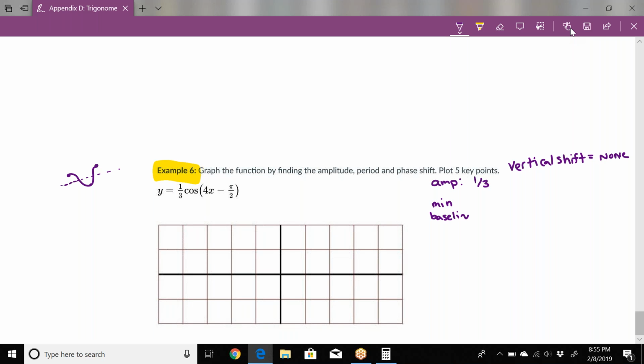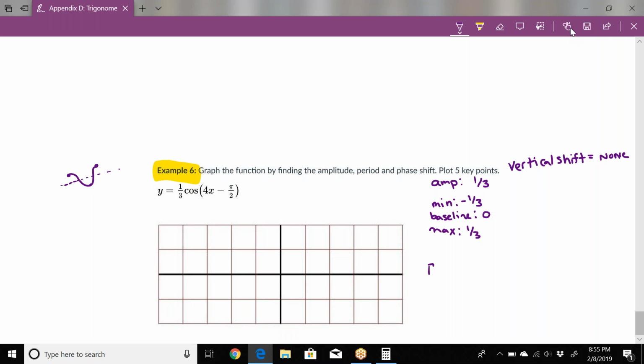The baseline is 0 if we are not going to see any vertical shifts. If we have a vertical shift, that becomes our baseline. The min and max are the amplitude subtracted and added to the baseline. So the minimum here would be -1/3, and the maximum height we will achieve is +1/3. So if our baseline had been 1, it would have been subtract 1/3 from 1 and add 1/3 to 1.